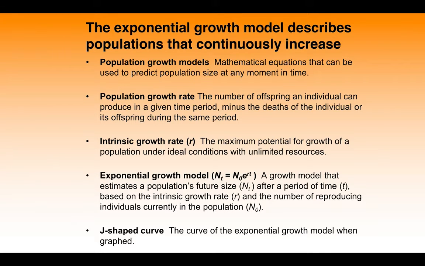So the first thing you can calculate is a growth rate. This is going to give you an idea of how many offspring you can include at any particular time, along with the deaths and even the individuals that immigrate in or out.